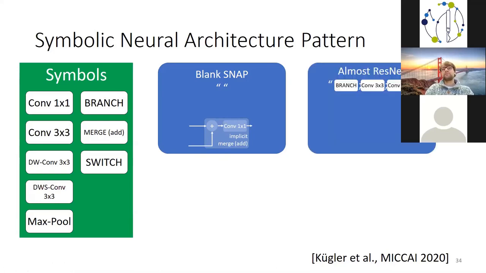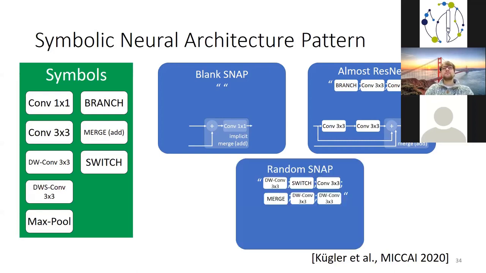So it has a bit more ability to form skip connections that way. Generally, it's just an implicit merge add, so it's one output. This is almost a ResNet, and how we would describe it is a branch, convolution 3D, convolution 2D in a 3x3 kernel. And if we do that, this is how the network looks, and so we can represent this. But we can also do some random architecture where we do a depth-wise convolution and some topological statements, and then some more convolutions.